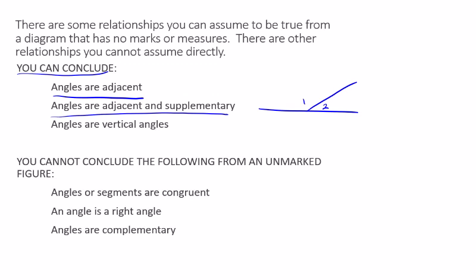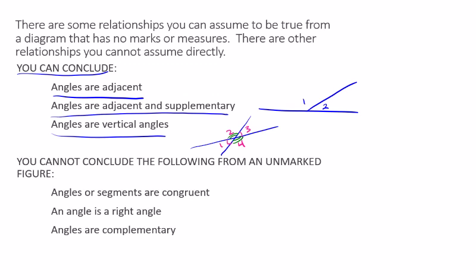And then angles that are vertical angles. Whenever you see two intersecting lines, you can assume that angle 1 and angle 3 are a vertical pair and they're congruent. And you can assume the same thing about angle 2 and angle 4. They're a vertical pair and they're congruent. So those are things you can see just from looking at the picture.